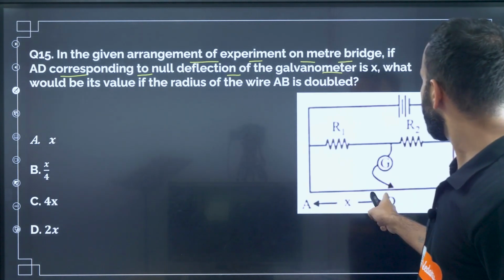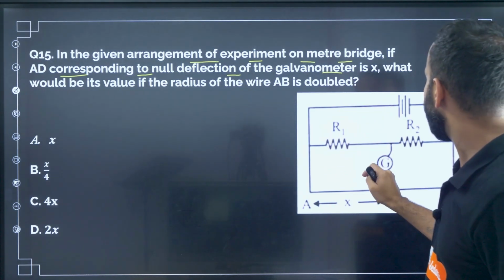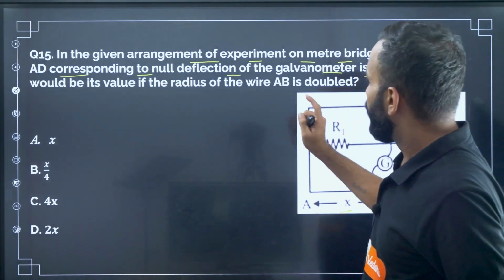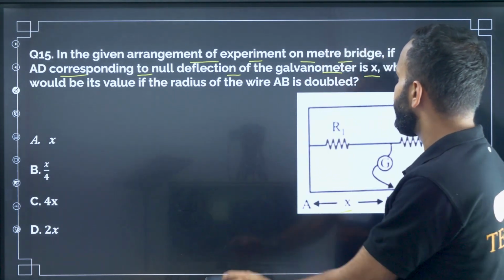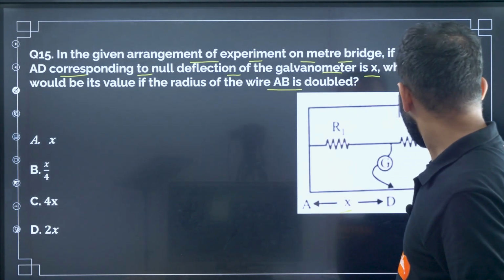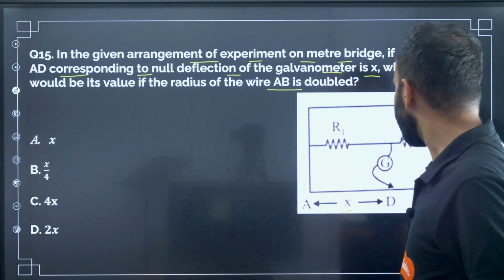Here AD corresponding to null deflection of the galvanometer is X. What would be its value if the radius of the wire AB is doubled? Here, if the radius of AB is doubled, what would be its value?